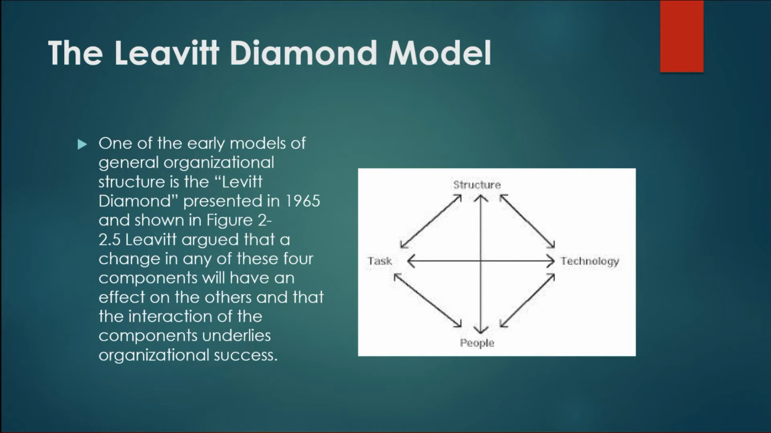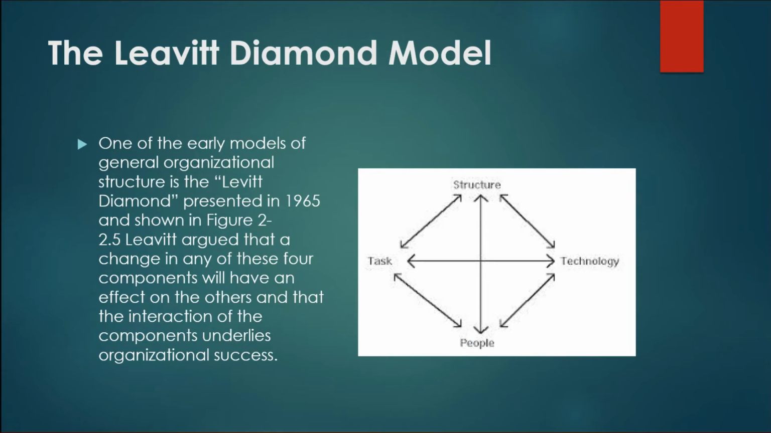One of the early models of general organization structure is the Leavitt Diamond. It was presented in 1965. Kung makikita niyo sa right side of our screen, it's argued that a change in any of these four components will have an effect on the others, and that the interaction of the components underlies organizational success.